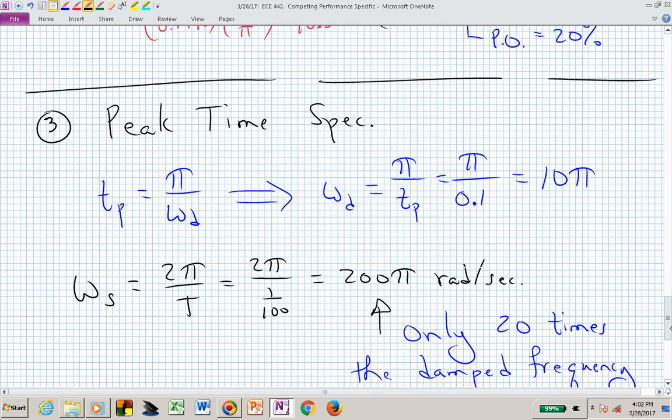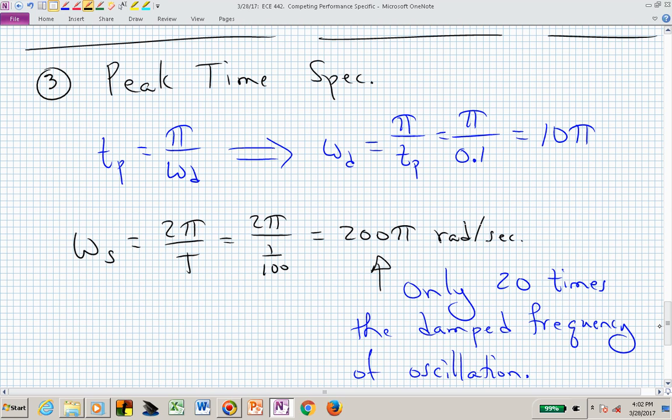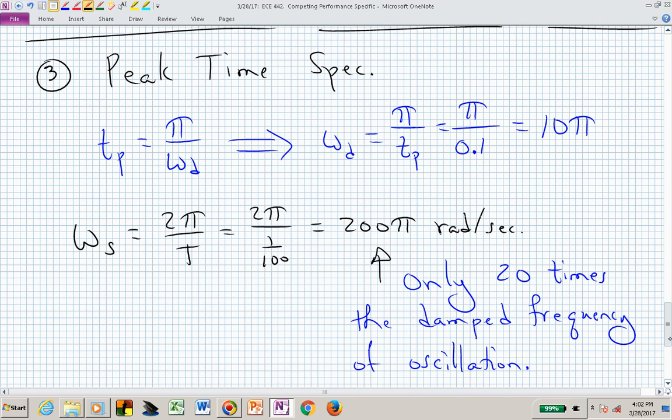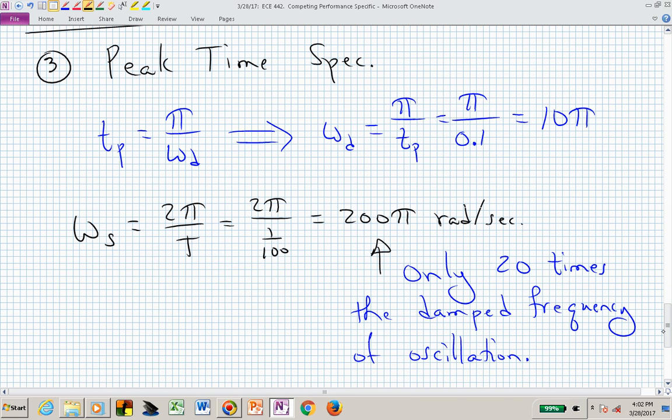Just for fun, we can compare that omega sub d with our sampling frequency, which we already know how to compute. That's 2 pi f sub s, or it's 2 pi over T, and we were given T. T was 1 over 100. So our sampling frequency, omega sub s, is 200 pi radians per second with a sample period of 10 milliseconds.